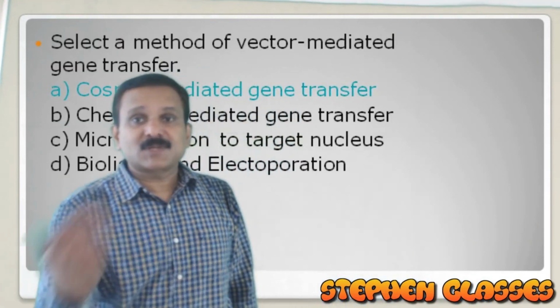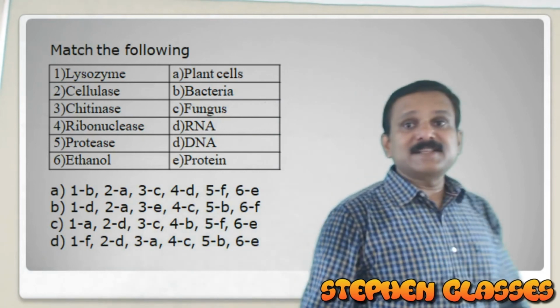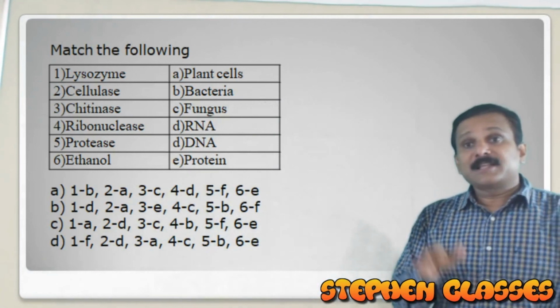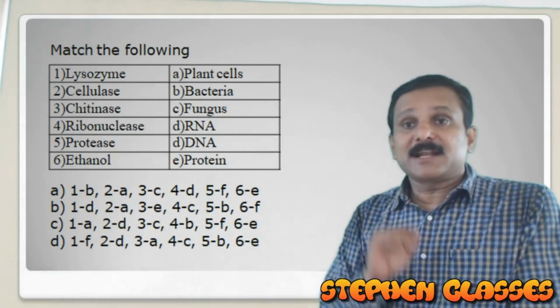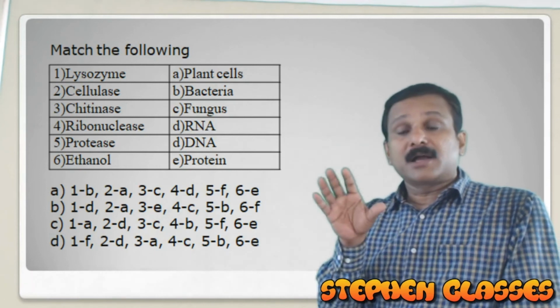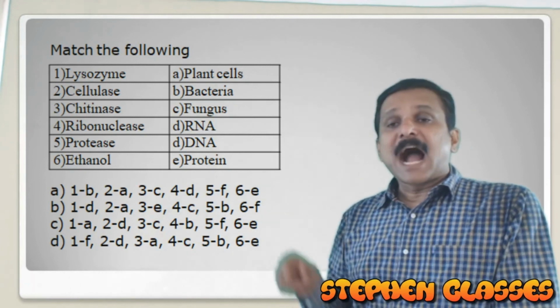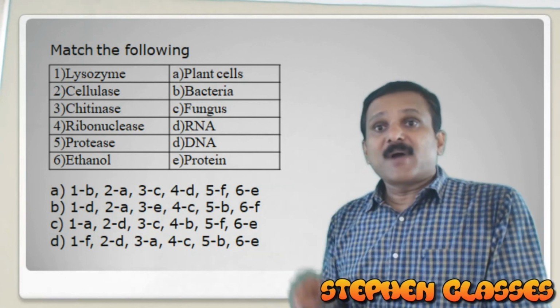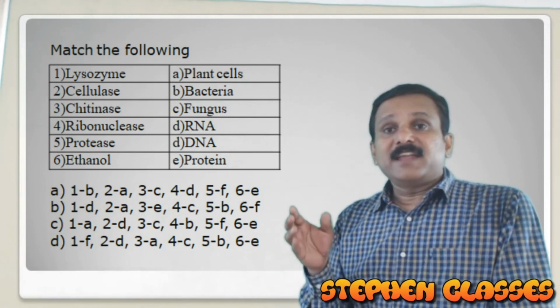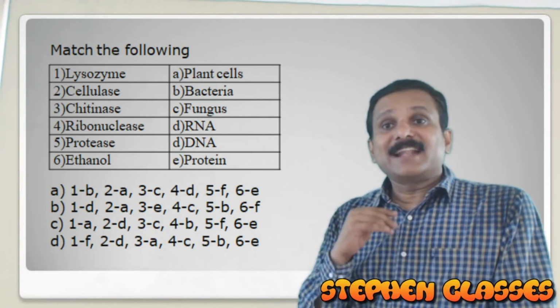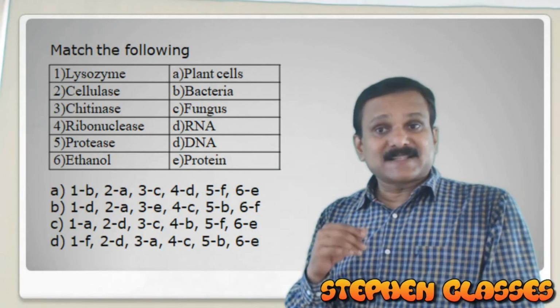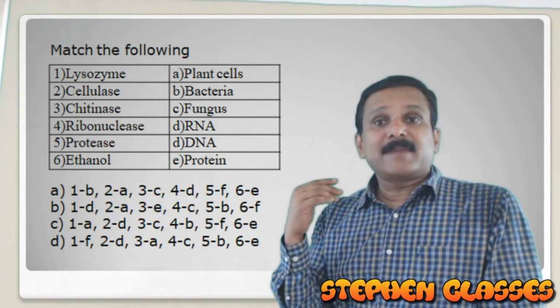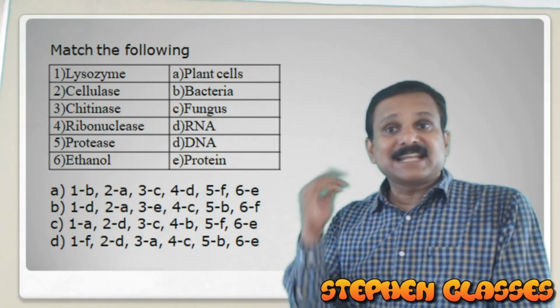We move on to our next question. Which is our next question? It is a match the following question. In the process of recombinant DNA technology, we have a step called isolation of the DNA, and for that we use different enzymes. If you are using plant cells, we need cellulase to degrade the cell wall. If you are using bacterial cells, you need the lysozyme enzyme. If it is a fungal cell, chitinase is required.